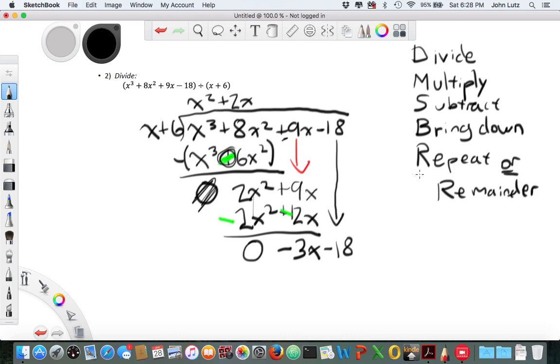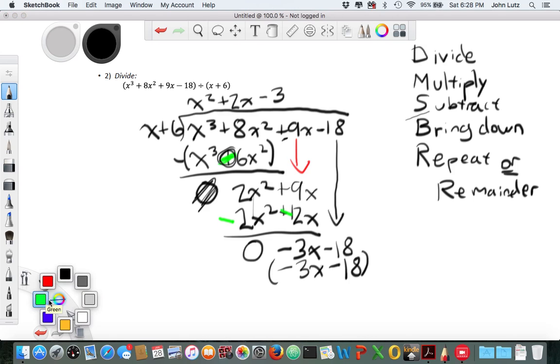Okay, then I brought down, I repeat again. I'm going to divide. Negative 3x divided by x is going to be negative 3. Then I multiply. Negative 3 times x is negative 3x. Negative 3 times positive 6 is negative 18. Now, this time when we subtract, this is going to be a little bit tricky because, remember, I'm taking my negative 3x minus 18 and I'm subtracting that whole thing, right? This is supposed to be minus negative 3x minus 18. What does that mean? It means that this turns to a plus and this turns to a plus, because this minus is going to distribute into that.